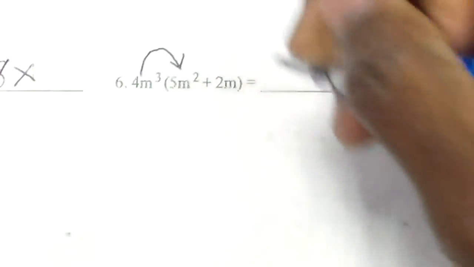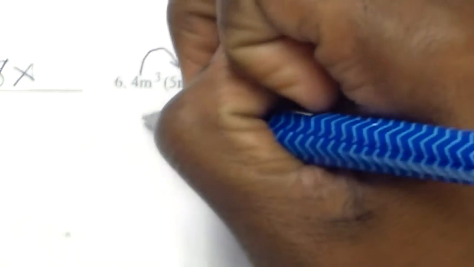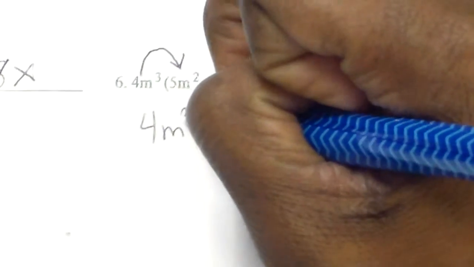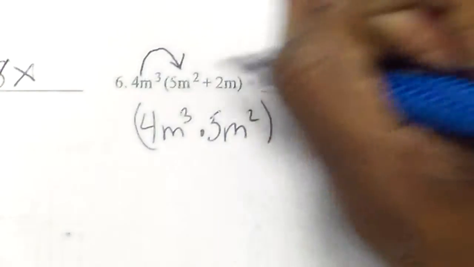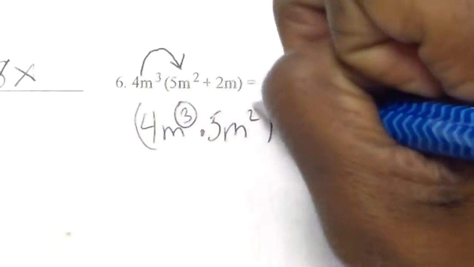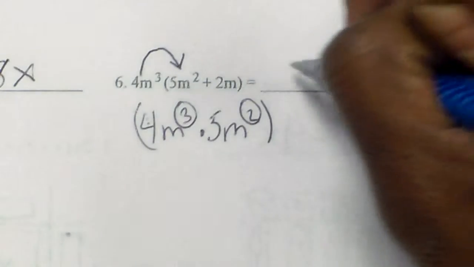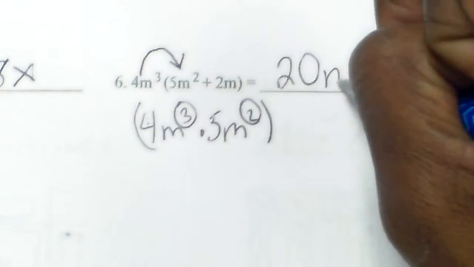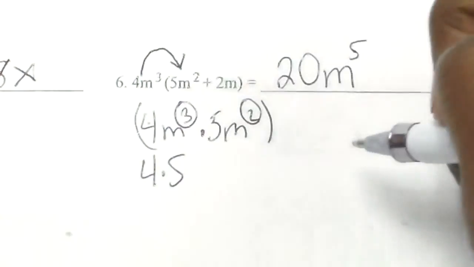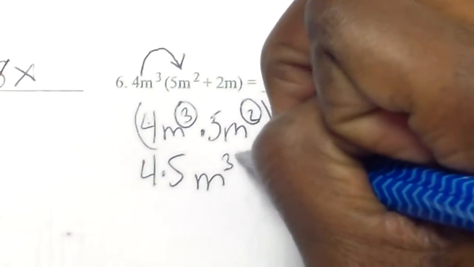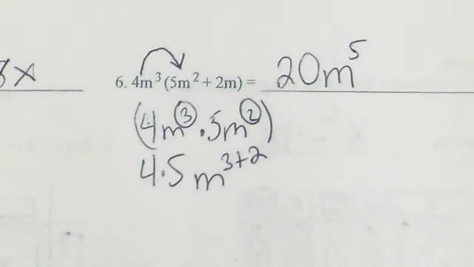Okay, let's look at number 6. Positive 4m cubed times 5m squared. Remember, same base, what are we doing to the exponents? Adding them. So we're adding the 3 and the 5. The coefficients you multiply like normal, so that's 20m to the 5th. If we wrote it out, that's basically 4 times 5, and on the m's, you would add 3 plus 2.